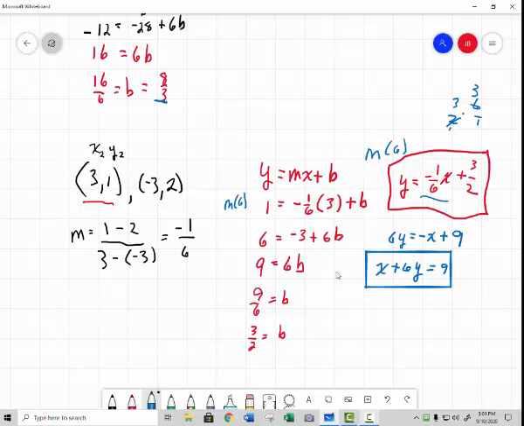Okay, that's all I have on equations. We're going to look at square roots and radicals of complex numbers next week.